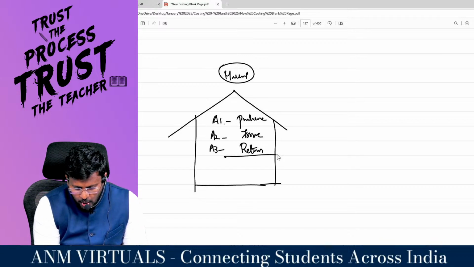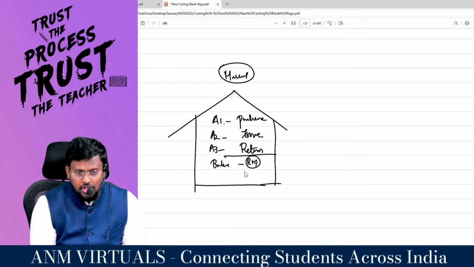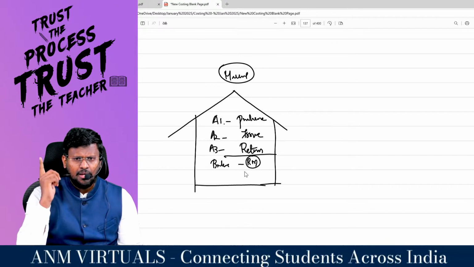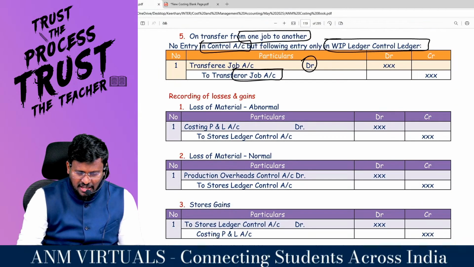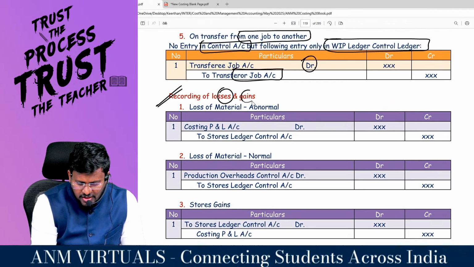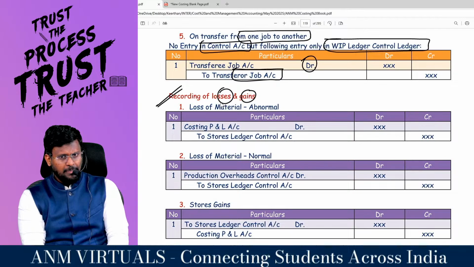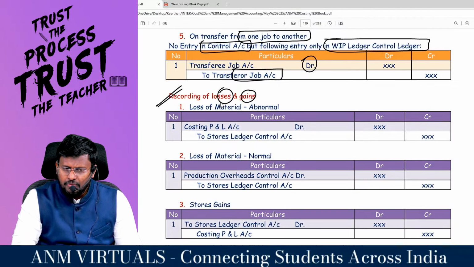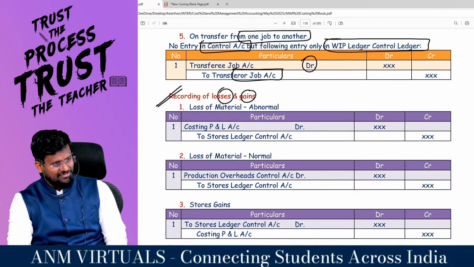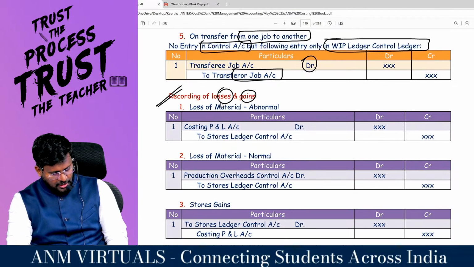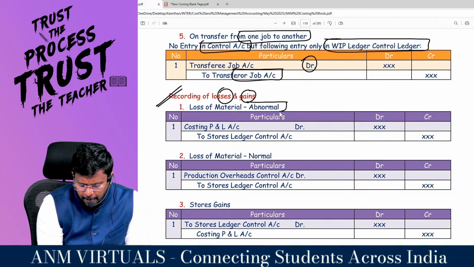Now you will be having balance raw material or stock in the stores ledger control account. What is happening to that balance? Recording of losses and gain. Sometimes there may be loss. We are having normal loss, we are having abnormal loss, we are having process costing. Right, sir? Loss of material, abnormal.